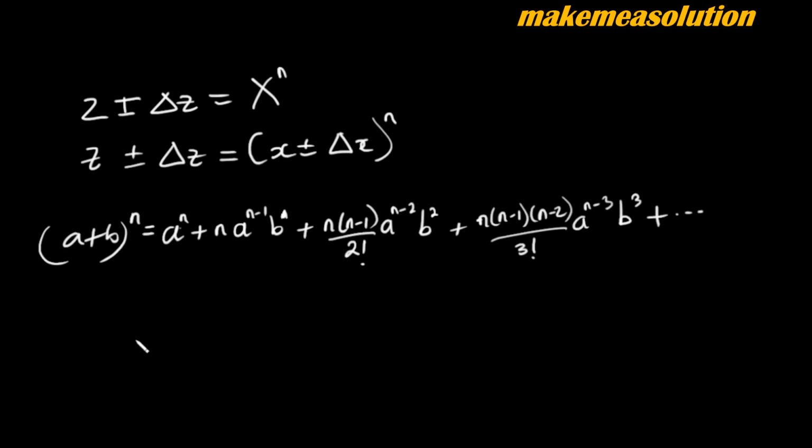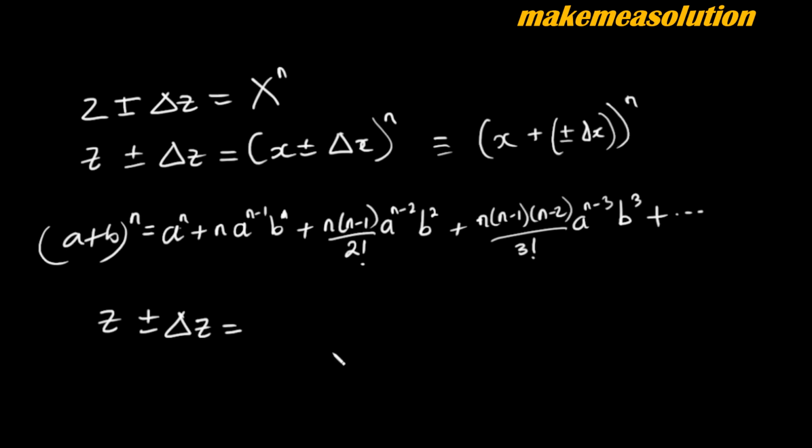Please don't be overwhelmed. You don't need all of this, but you just need to wait till you see the results. It's really amazing. So z plus delta z in this case is the same thing as x plus or minus delta x to the power of n. If I expand the brackets, taking x to be a and taking b to be plus or minus delta x, this is what we're going to have.